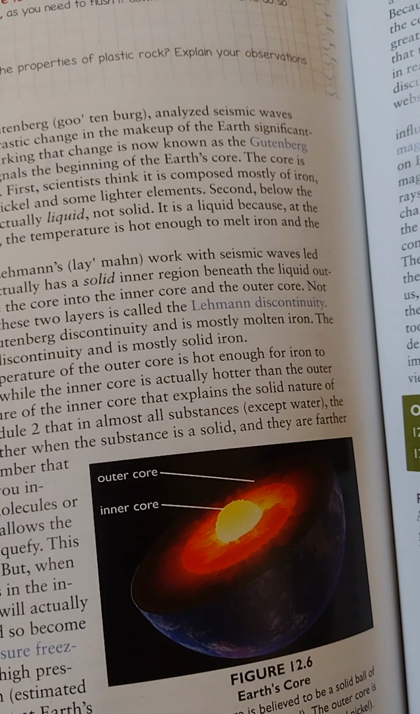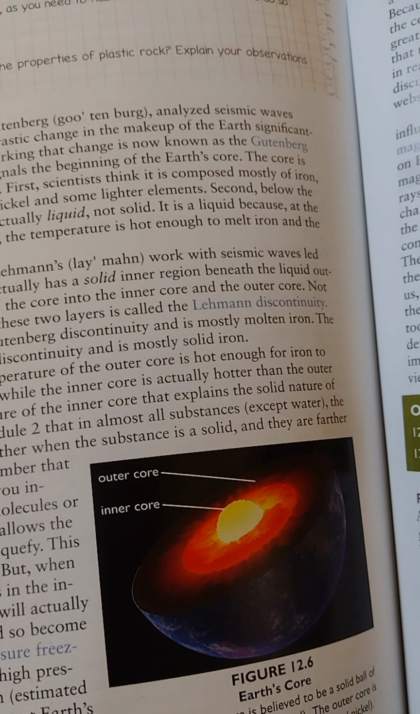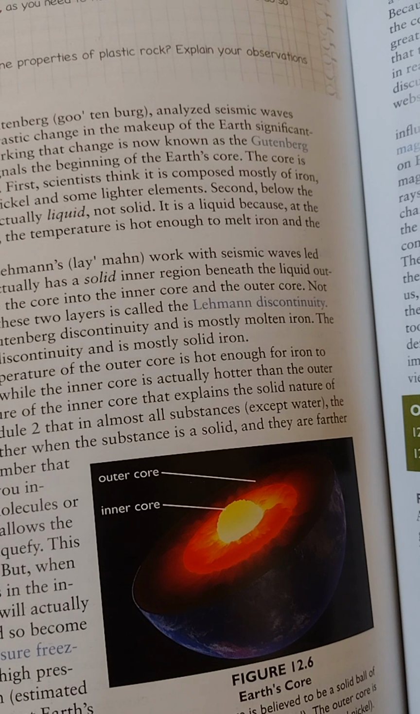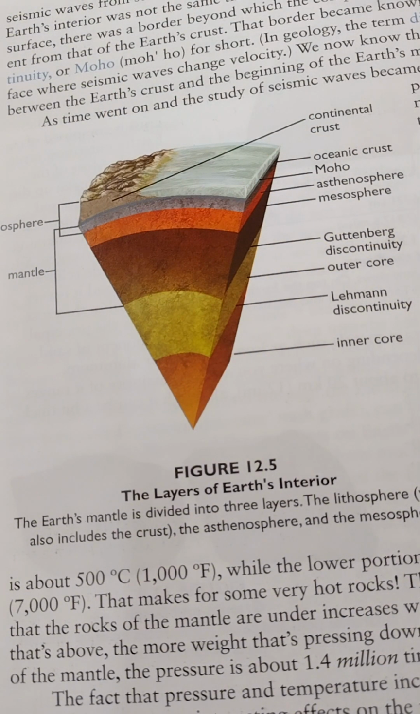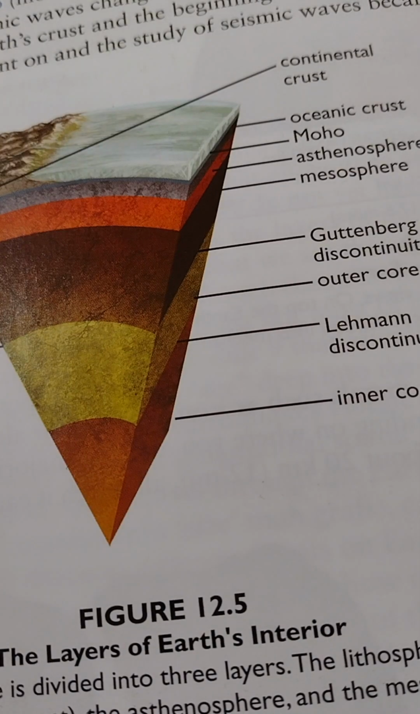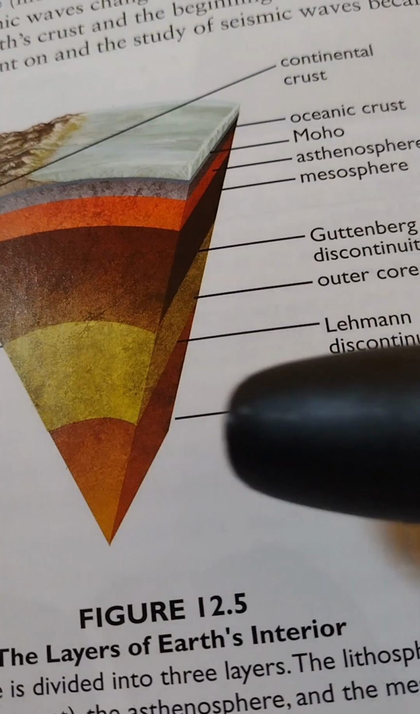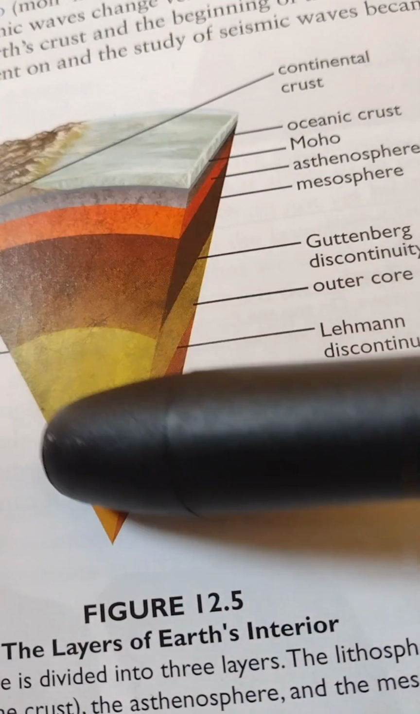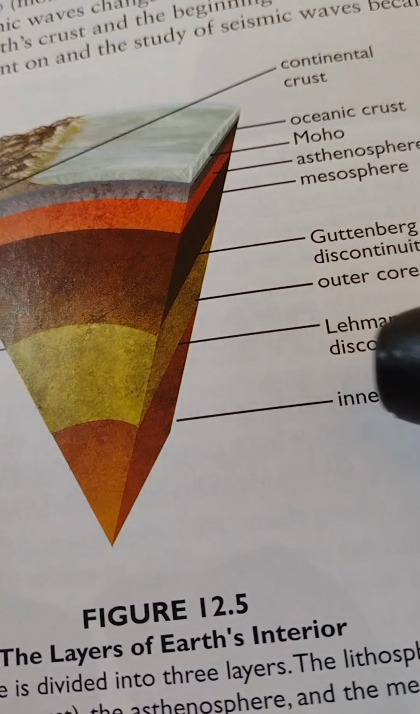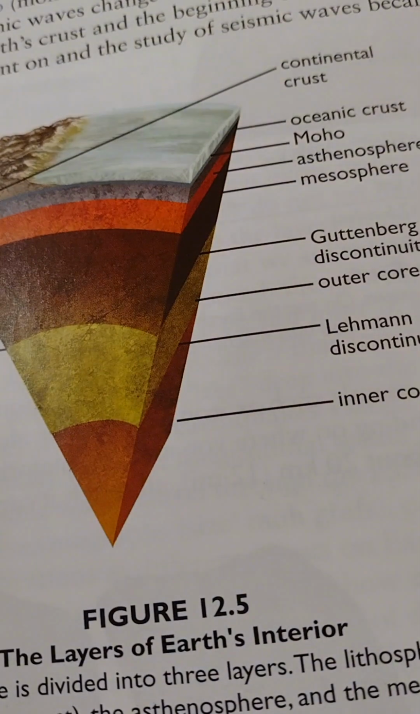The Moho discontinuity is between which 2 regions? Do you guys remember? The Moho separates the crust and the mantle. So we have the crust, and then we have the mantle beginning, and that's the Moho discontinuity. Where's the Lehmann discontinuity? So this is all the layers here, and this is the outer core, and this is the inner core, so this whole thing is the core, and the Lehmann discontinuity is in between the outer core and the inner core.